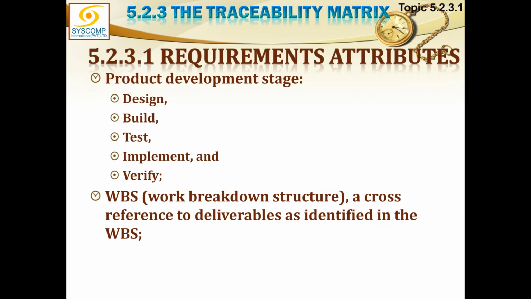WBS: a cross reference to deliverables as identified in the work breakdown structure. You remember, the work breakdown structure is also allocated a numbering system. Here, the requirement ID exists, so that requirement ID would be related to some of the work in the WBS. Whatever is the relevant WBS identification must be hooked with the requirement ID.